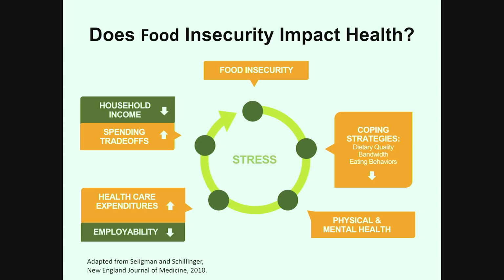physical and mental health. And once you're ill in the US, your healthcare expenditures go up, your ability to maintain steady employment goes down. That puts increased pressure on your food budget because your household income goes down, your spending trade-offs go up, and then you're more likely to be in a food insecure household. So this is the cycle of food insecurity and chronic disease that we spend a lot of time trying to interrupt.